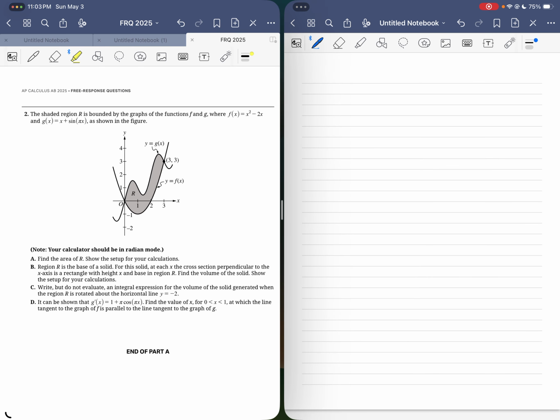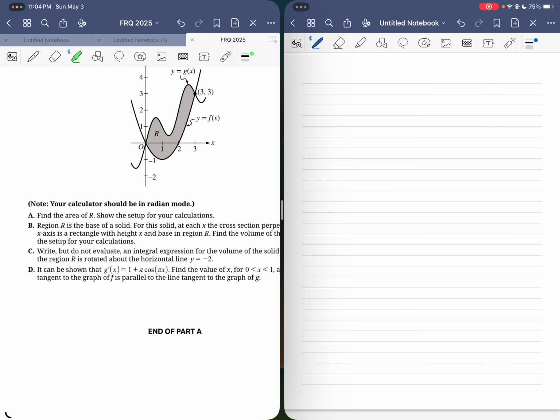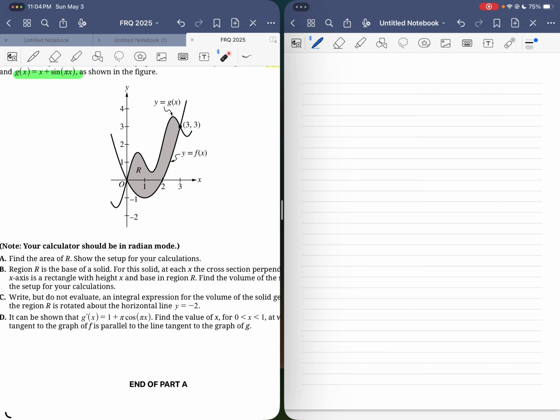It says the shaded region R is bounded by the graph of f of x equals this, and g of x equals this, as shown in the figure. Find the area of R shown in the picture. We want to find area, so always keep it in mind: area between curves is always top minus bottom. Our intersection is going to be from 0 to 3, it looks like. So the integral is from 0 to 3, and the top looks like g of x minus f of x dx. That's it. If you write it like this, this itself will give you the answer.